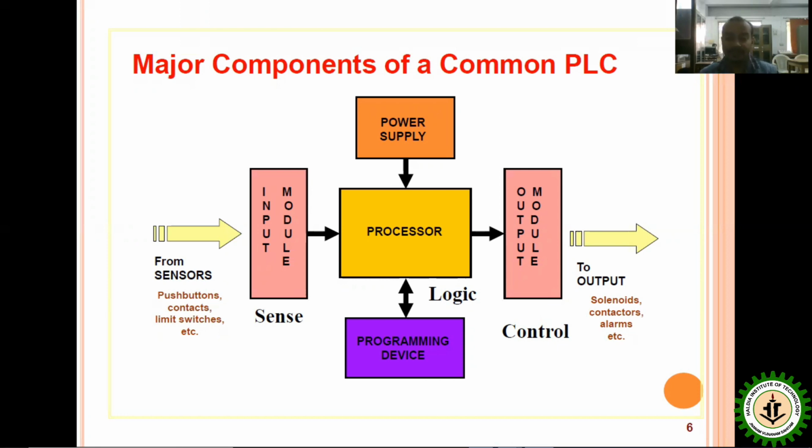So in that case, we can say the input module, or the sensing module, is acting as an analog to digital converter, whereas the output module is acting as a digital to analog converter. In that way, sense, logic and control can happen in the PLC.